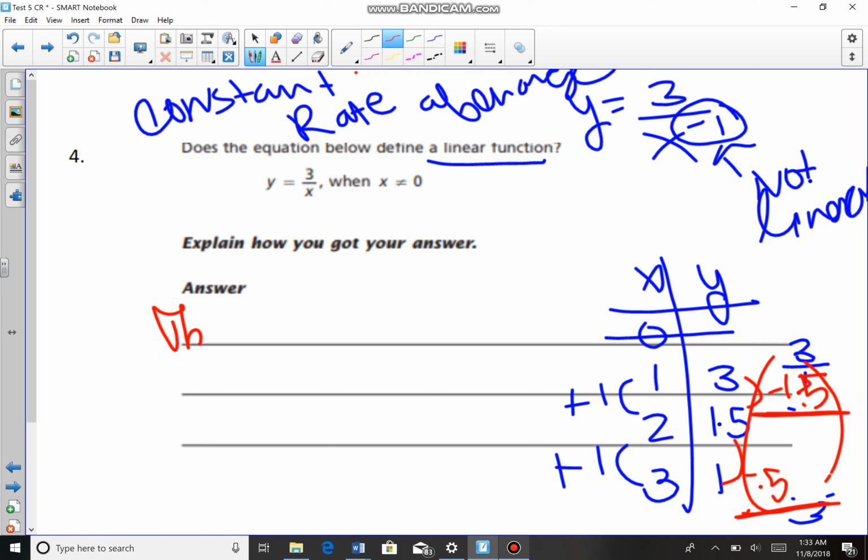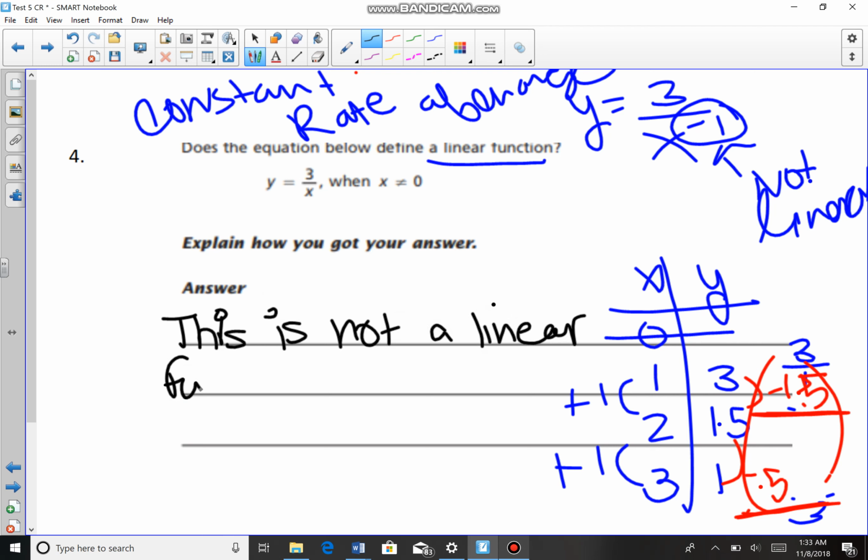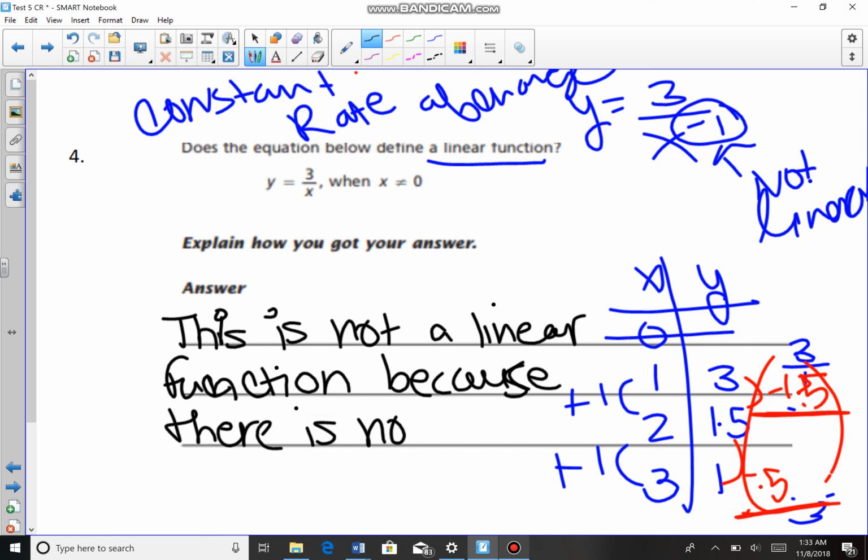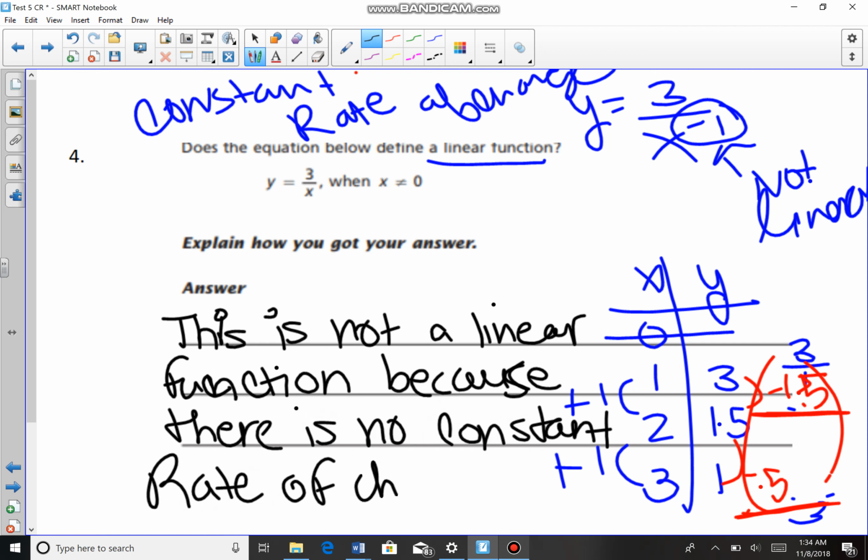So this is not a linear function because there is no constant rate of change.